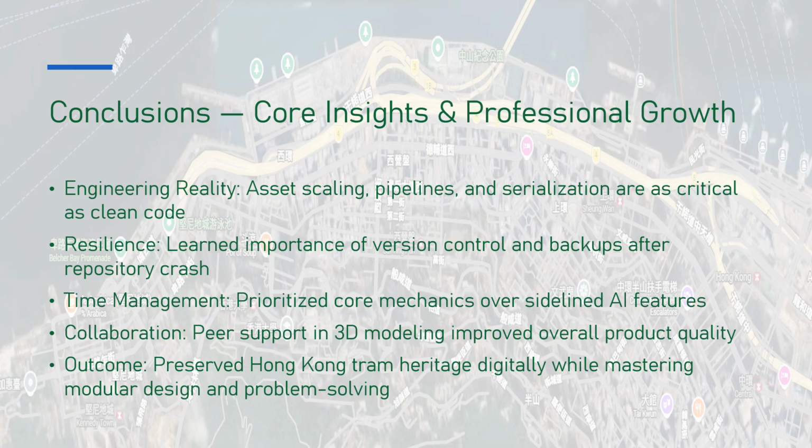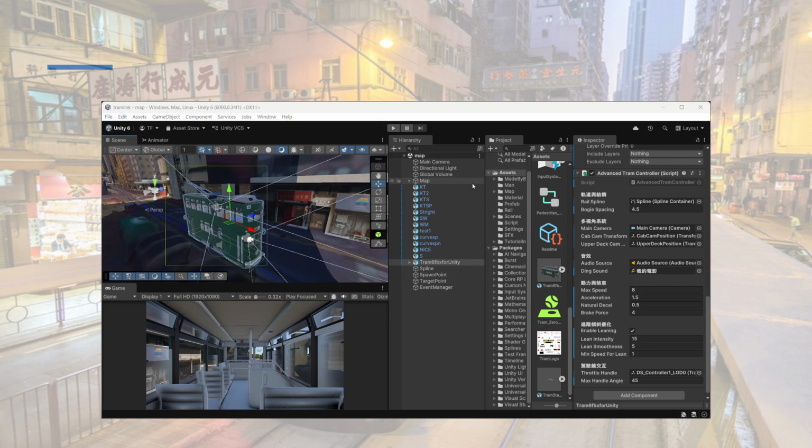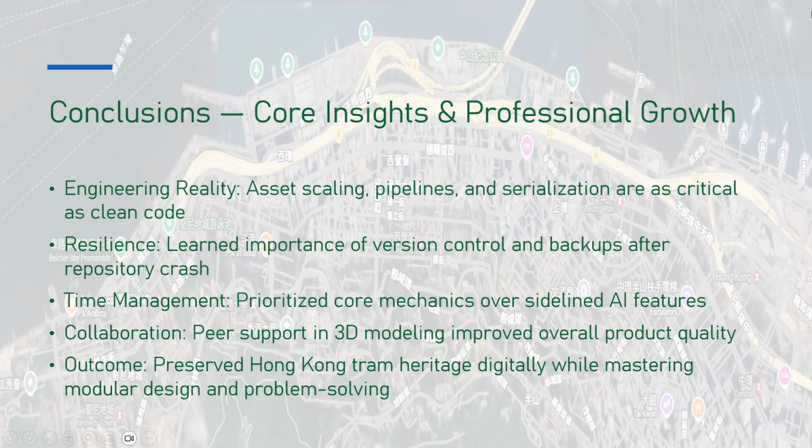I moved from mesh collision physics to a fully deterministic kinematic system using the Unity Spline API. I also developed a double bogie scaling system with proper heading vector correction and centrifugal roll based on dot product curvature calculations.